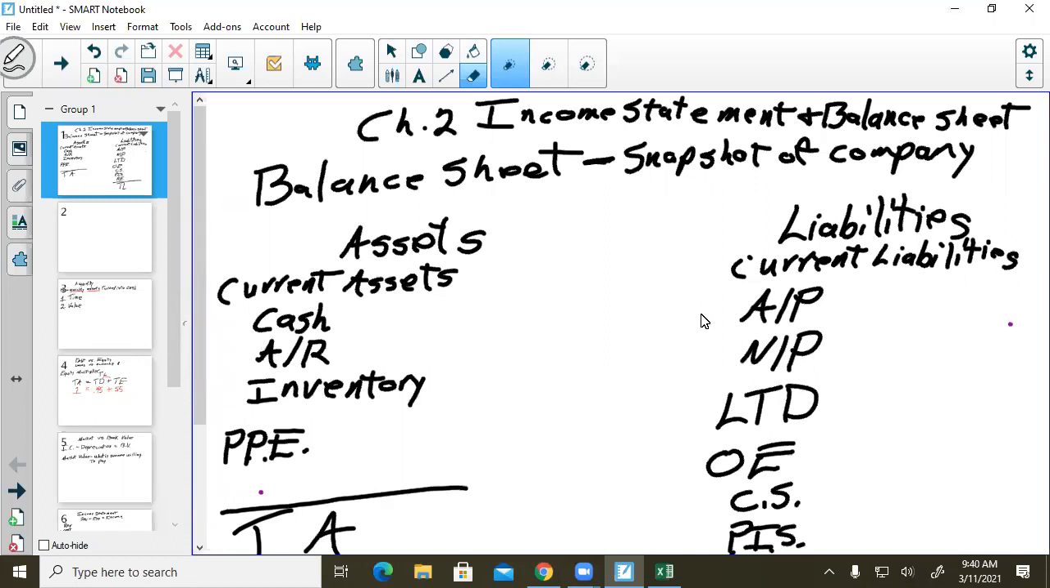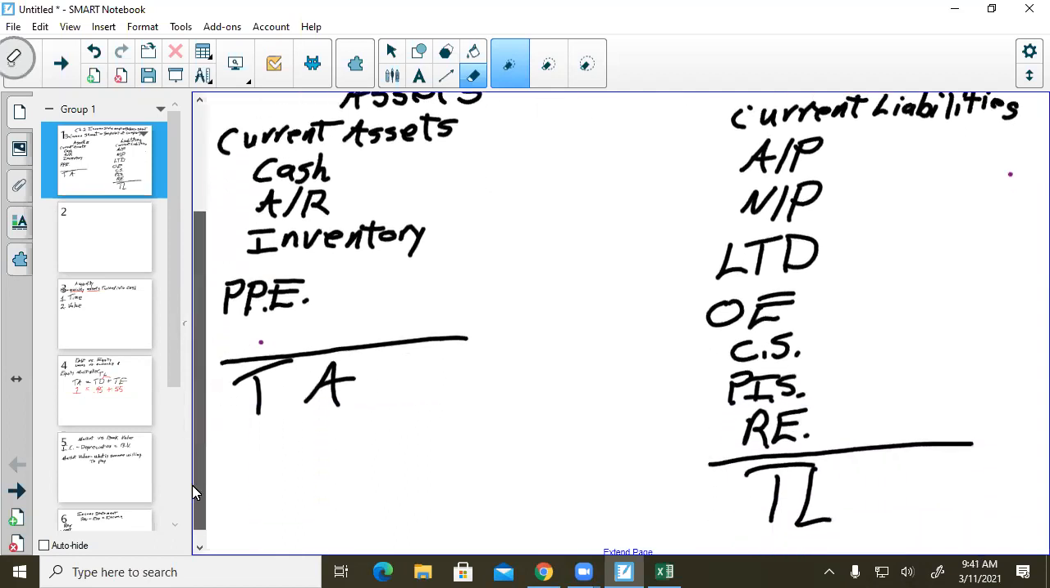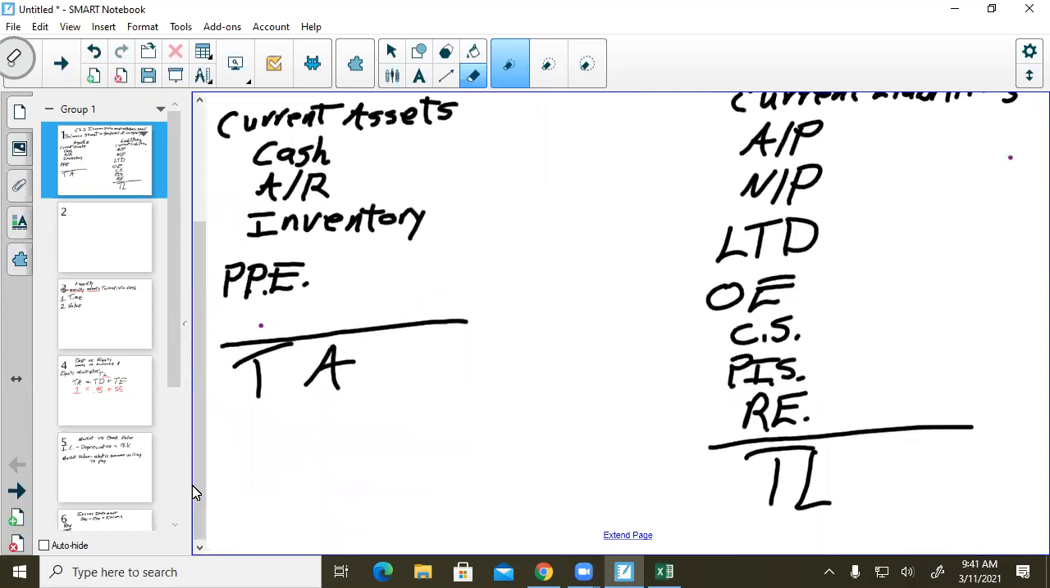Okay. Now with the notes payable, that's just, we're taking a longer term on that. Okay. Then we have long-term debt and we have owner's equity. Now owner's equity is made up of a couple of different things: common stock, paid in surplus, and retained earnings. Okay.